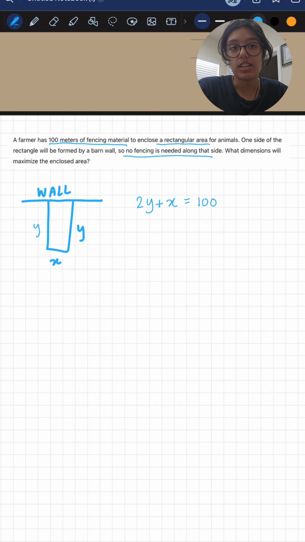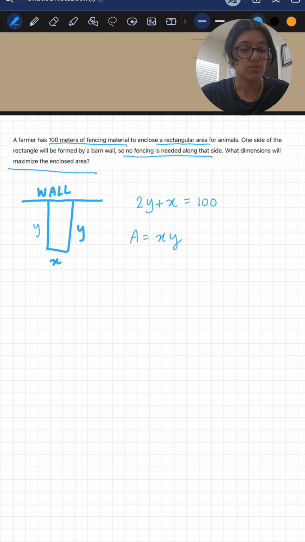Now, this is going to help us to find the area, but we actually need an area equation because that's what we're trying to maximize. The area equation of a rectangle is simply xy, length times width. Whenever it talks about maximum, we know we have to apply differentiation. But in this case, I want to get this equation in terms of one variable. That way, it's really easy to differentiate.